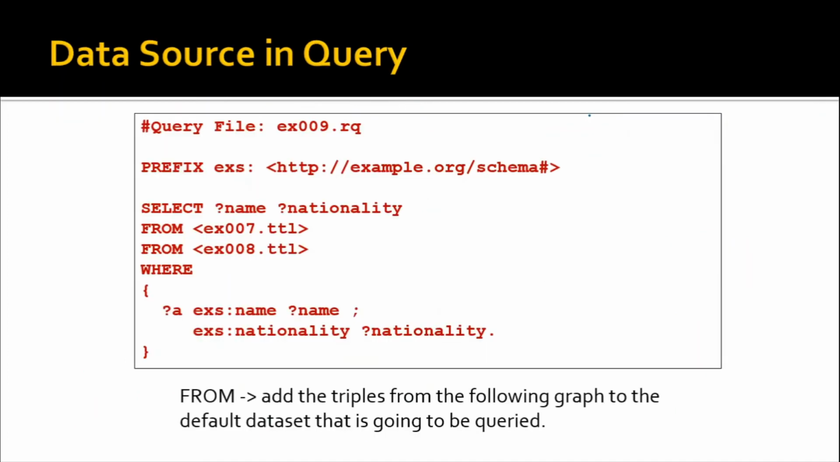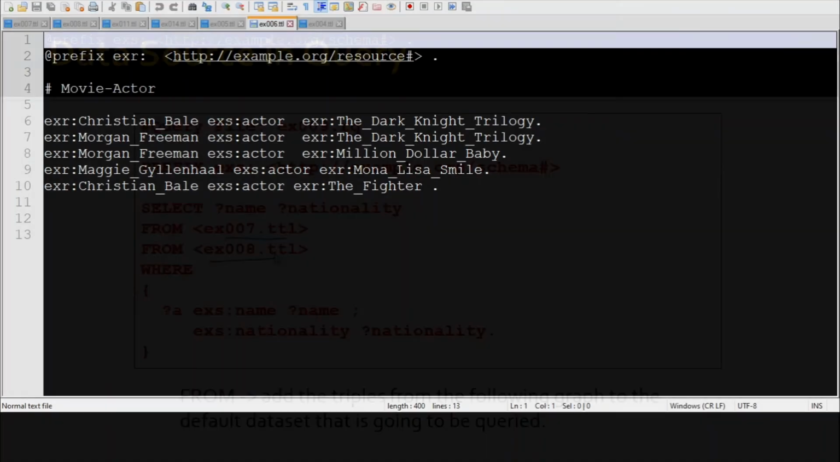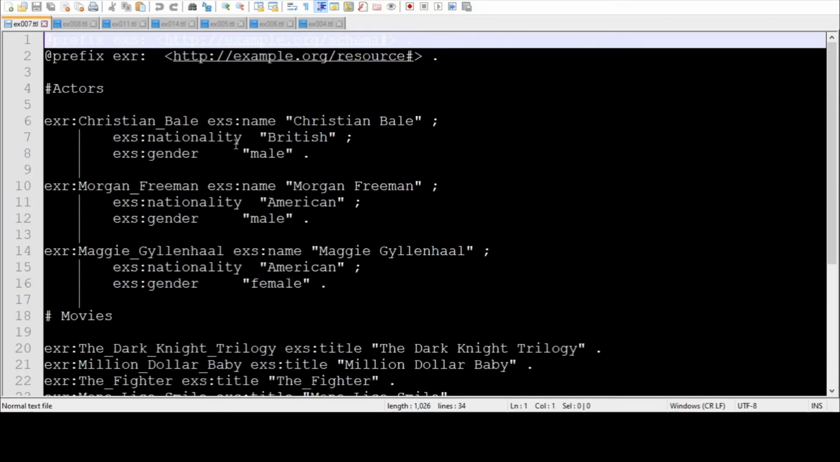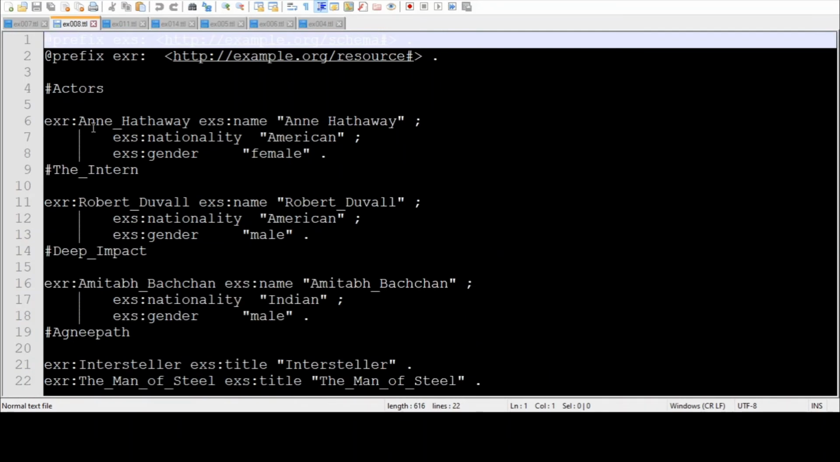So we will be taking these examples we have already talked about, but we have extended that a little bit. We have new files, ex007.ttl and ex008.ttl. Let us have a look at what we have there. In 7, all the data that we have seen in 4, 5, and 6 has been consolidated and put in a single file. So 7 is basically a union of 4, 5, and 6, right? And in 8, we have information about other actors, like Anne Hathaway, Robert Duvall, and Amitabh Bachchan, with an entry for two movies, right?